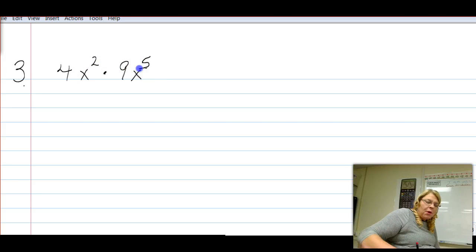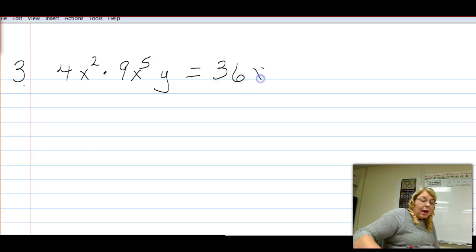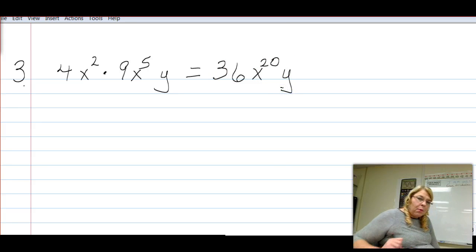Number 3, it says that I have 4x to the 4th times 9x to the 5th y. And they have said that a student got 36x to the 20th y. And they want to know if there is a mistake, what is the mistake, and what should the correct answer be. Let's start with what should the correct answer be.